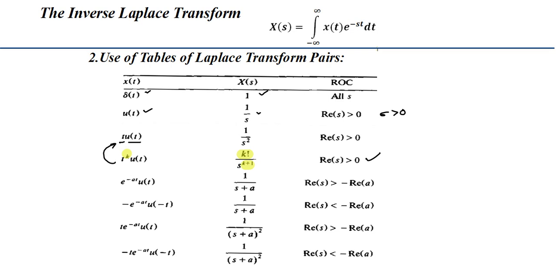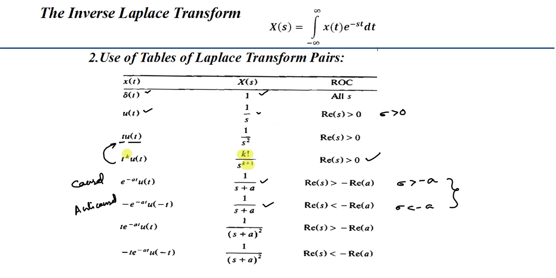Next one is a causal signal, e raised to minus at into u of t. The transform is 1 by s plus a, and remember that the ROC is real part of s greater than real part of a, or in simple terms, if it is a real quantity, sigma greater than minus a. And for the anti-causal signal the same transform we will get, but the ROC is different. Here sigma is less than minus a. So this is a causal signal and this is an anti-causal signal. You need to remember these two results, it is very important.